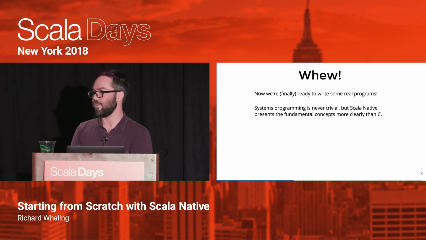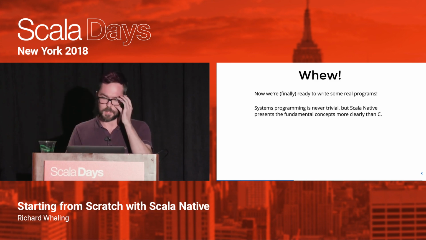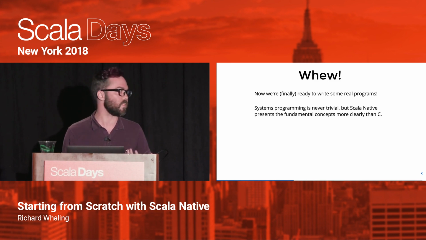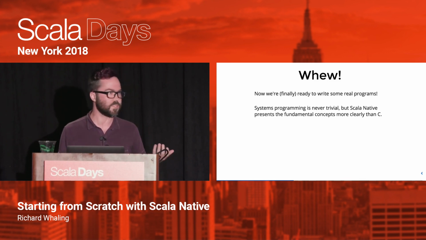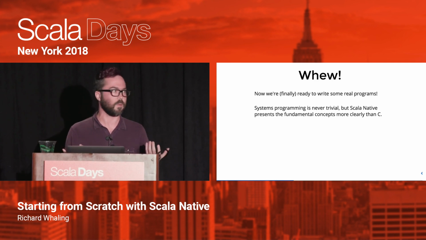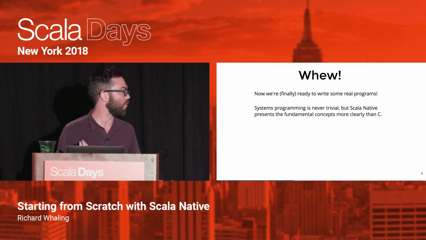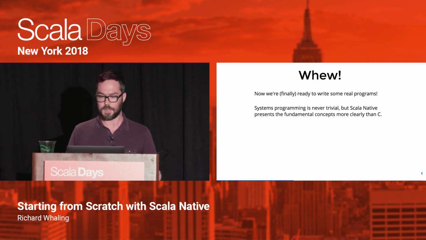Cool. So we're going to write some real programs now. This systems programming is never trivial, but the reason I'm writing a book about this is that I do believe that Scala Native presents it in a way that's actually more clear than C. Working with a language that really supports type parameters is a real thing, and makes it work.